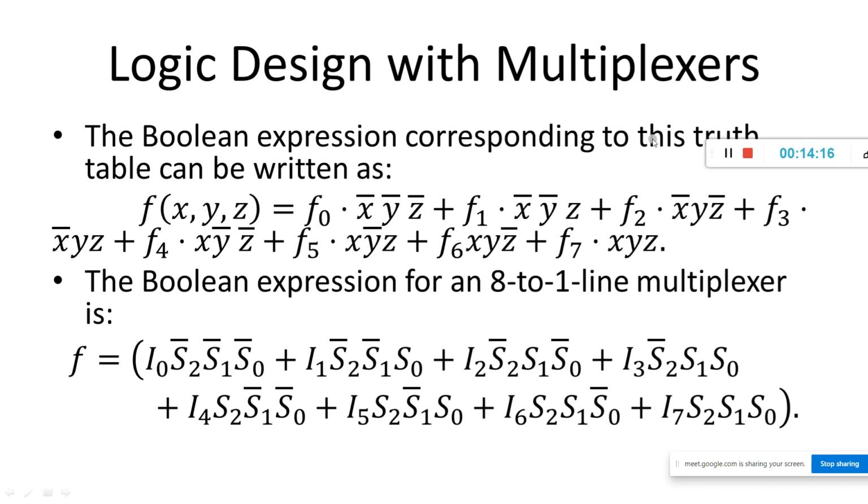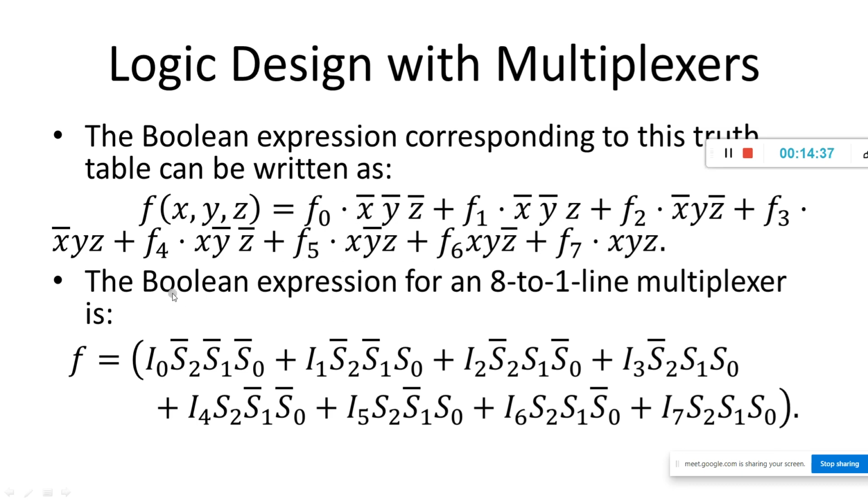The Boolean expression corresponding to the truth table can be written as f of x y z is equal to: if all the select lines are 0, f0 is selected. If 0 0 1, f1 is selected. Similarly, up till if all the select lines are 1 1 1, then f7 is selected. Okay, this is according to the truth table.